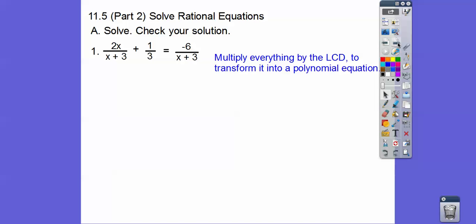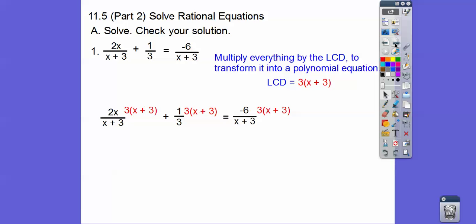We're going to go ahead and multiply everything by the lowest common denominator to transform this equation into a polynomial equation. So here we go. Our common denominator is this x plus 3 and this 3 right there. So it's 3 times x plus 3. That's our common denominator. So I'm going to put this next to each piece, this guy, and this guy. And what this does is it gets rid of all the fraction parts and it makes it a lot easier. Okay, so there it is right there.